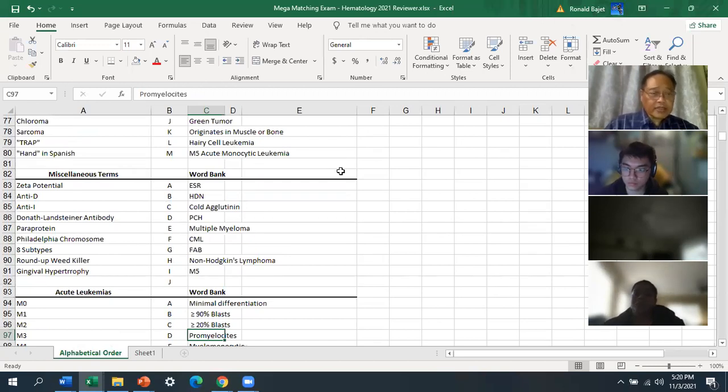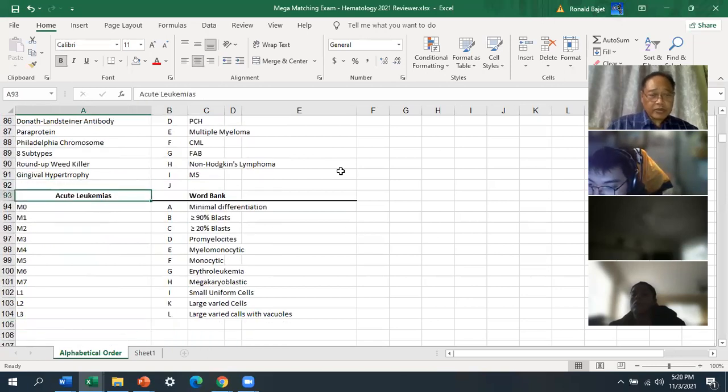And then I got miscellaneous terms, like for example, zeta potential refers to the sed rate. Anti-D is for hemolytic disease of the newborn. Anti-I is cold agglutinin. Donath-Landsteiner antibody is paroxysmal cold hemoglobinuria. Paraprotein, which I just told you, is multiple myeloma. Philadelphia chromosome, again, is CML. Eight subtypes, what do eight subtypes correspond to? That's the FAB classification. Roundup weed killer, I just told you today, is non-Hodgkin's lymphoma. And gingival hypertrophy, I told you today, is M5. And then finally, the acute leukemias.